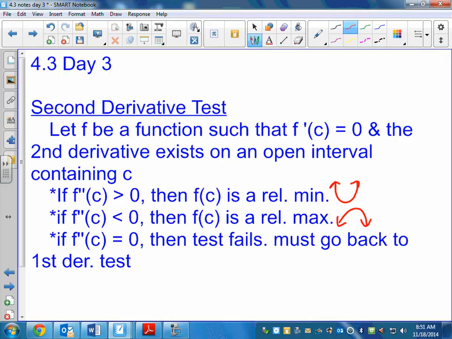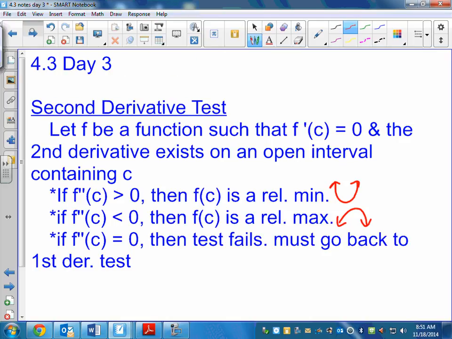And I agree. The other reason I wouldn't use the second derivative test is because what if your second derivative involves the quotient rule and this awful stuff? Why would you want to do that when you could just go back to the first derivative? And so that's why I want to show you this. We'll talk about it, but I'm okay if you just stick with the first derivative test for the most part.